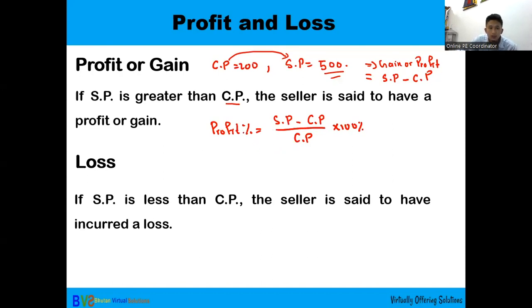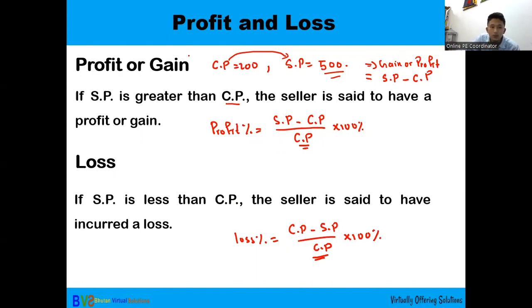For profit percentage it is SP minus CP divided by CP times 100, and for loss percentage it will be CP minus SP divided by CP times 100. The denominator should always be the cost price. That is the formula.